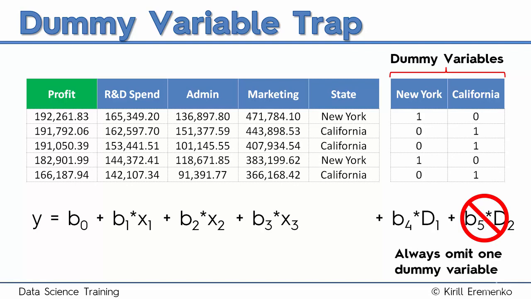I hope this explanation was useful and you will never fall victim to the dummy variable trap in your modeling. Next time we're going to cover the different ways you can build a model. We will learn all about backward elimination, forward selection, stepwise regression, and much more. It's going to be an exciting tutorial and I look forward to seeing you then.